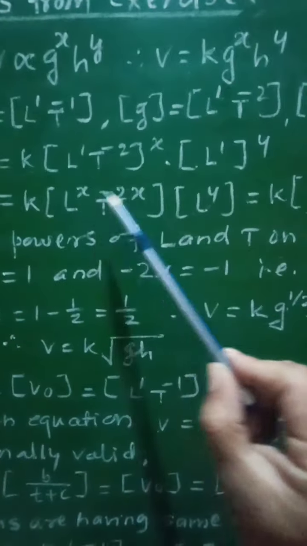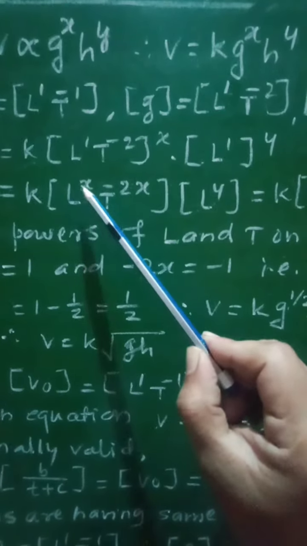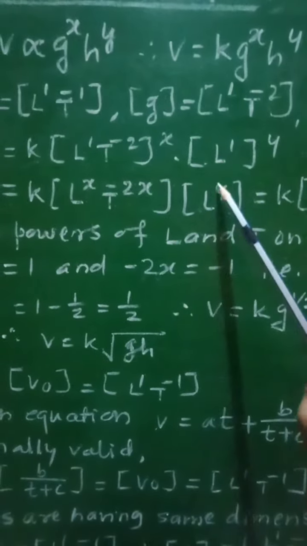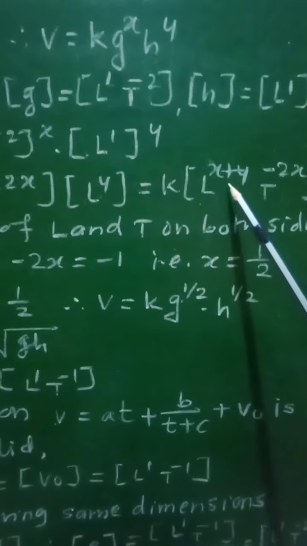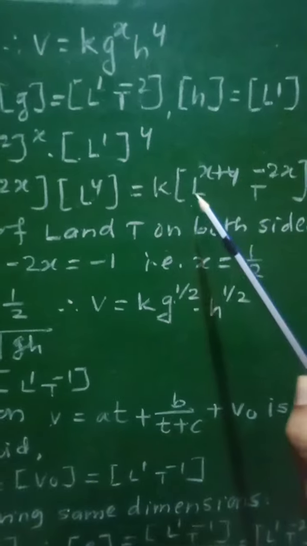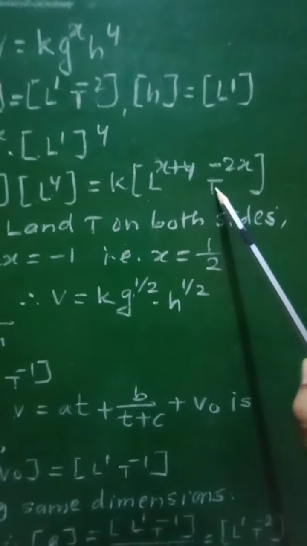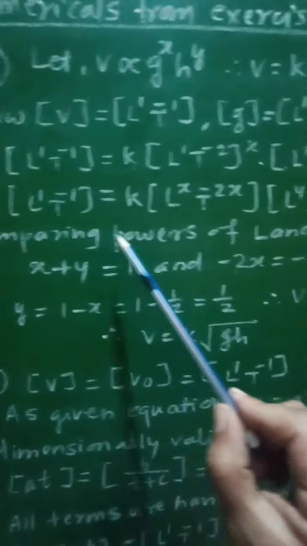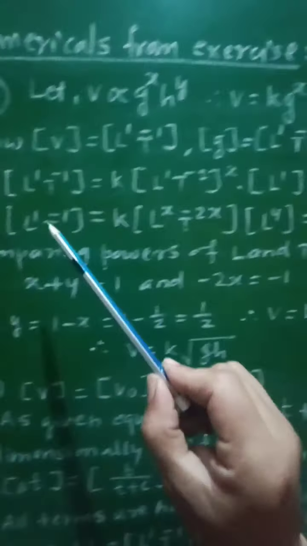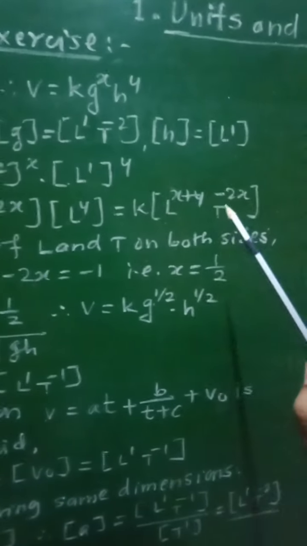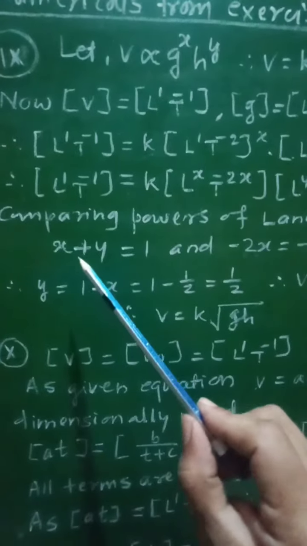By using the laws of indices, here the index of L is x, here the index of L is y, and therefore there will be addition of x and y. Therefore we will get x plus y in length and minus 2x as it is for t. And therefore comparing the powers of L and t on both sides.